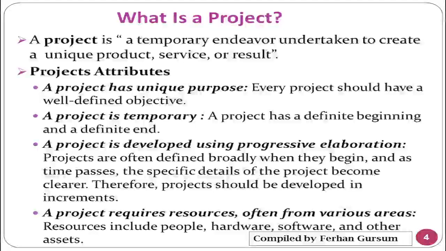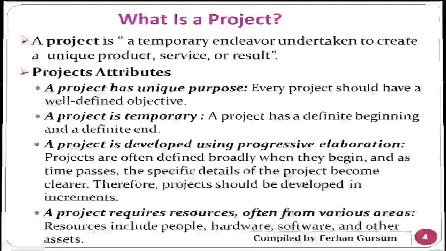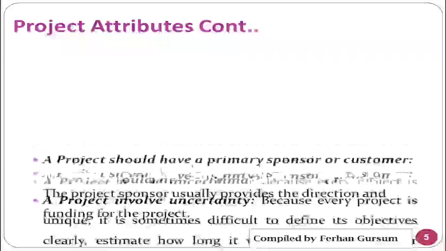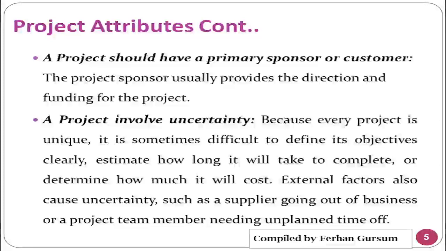Okay, when we come to the next point, a project requires resources, often from various areas. For example, resources include people, hardware, software, and other assets it may need. Then, a project should have a primary sponsor or customer. It means that the project sponsor usually provides the direction and the funding for the project. A project must have people who give the direction as well as people who fund it to fulfill the goal of that project.